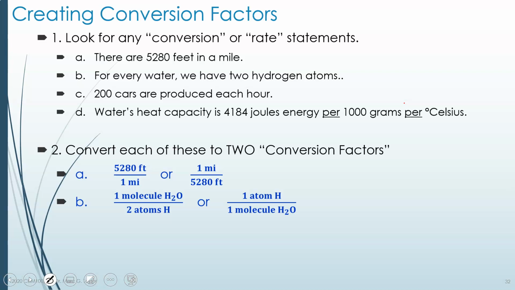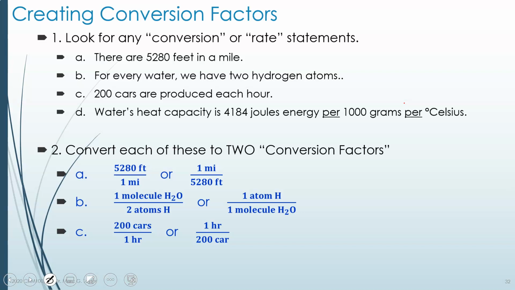Now looking at C, this is a rate. 200 cars are produced each hour. In other words, the manufacturer is making cars, and 1 hour of work in this factory is equivalent to 200 cars being produced. So we could write this as 200 cars produced over 1 hour, or 1 hour over 200 cars produced. So it's a rate. We know that time and cars are not the same concept, they're not the same quantity, but there's an equivalency there because of this rate that we know.